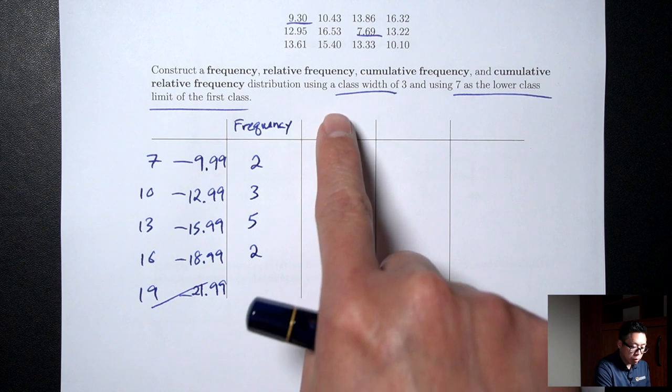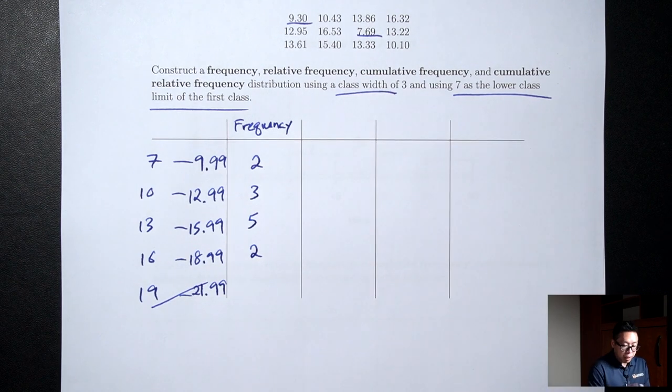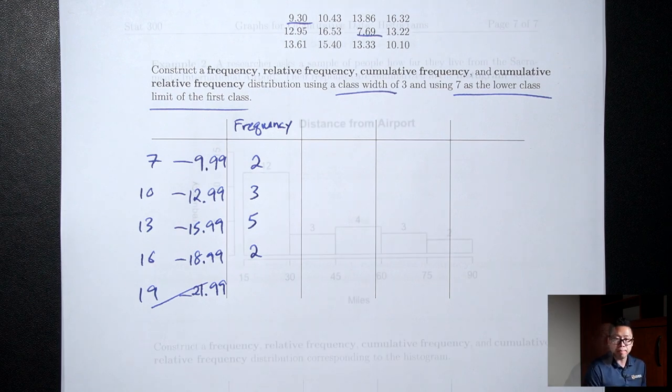And then we're gonna find relative frequency, cumulative frequency, and cumulative relative frequency. And the way you do it is exactly the same as on the first couple pages that we talked about at the beginning of the lecture. So I won't do it here.